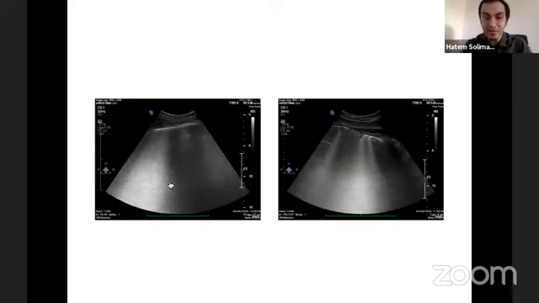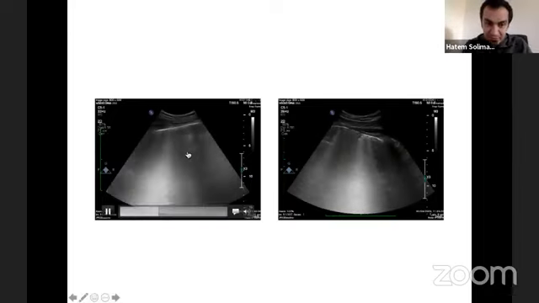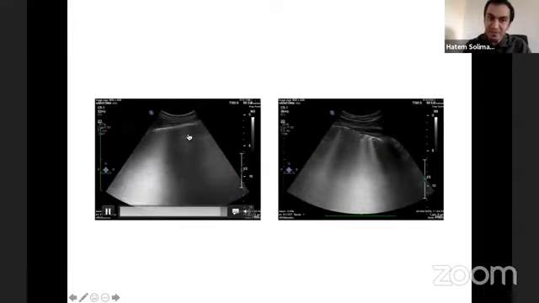So the normal aeration of the lung is almost this black part with the pleural line here, and this mirror-shaped artifact of the pleural line, which is the A line. So this is an area of preserved aeration, very adjacent to an area of moderate loss of aeration, where you see these curtain-like bright B lines.